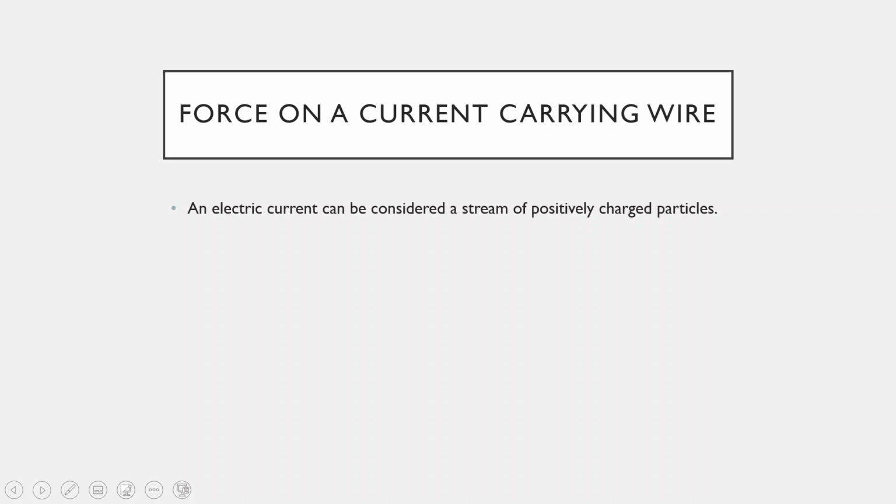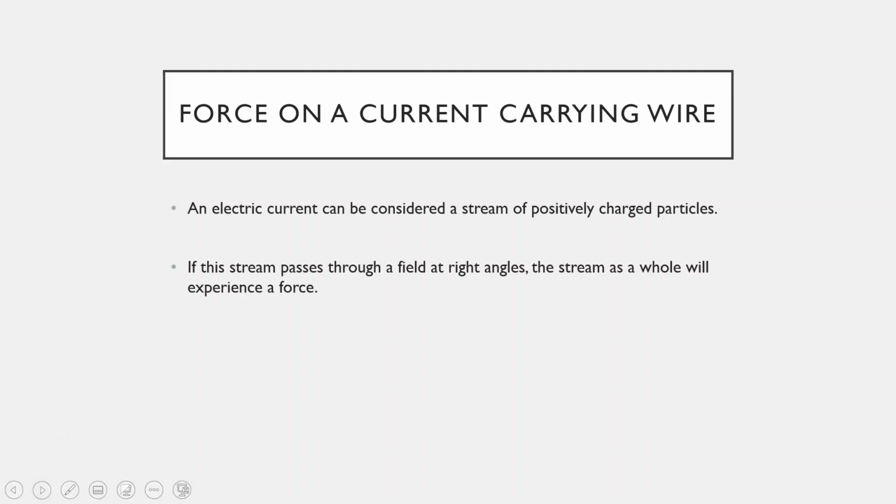Okay, so like I said, electric current can be considered a stream of positively charged particles. Okay, this is conventional current we're talking about. In reality, it's the electrons that are moving, but to make things simpler for us in physics, we just consider it to be positive charges moving the other way, and then we call that conventional current.